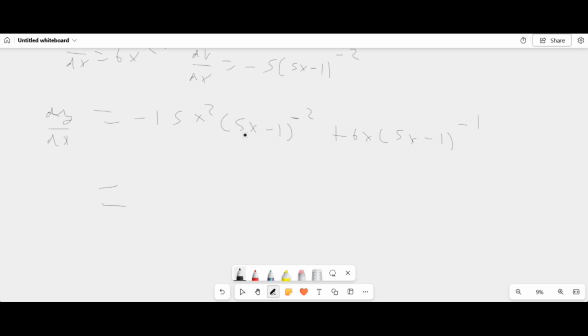Another thing I can take out of here as well is 15x here and 6x here. They have x in common, they have 3 in common, so 3x in common. So I can take 3x outside, and I can take 5x minus 1 to the power minus 2 outside. And that makes a new bracket here. So this whole thing divided by that is going to get what?